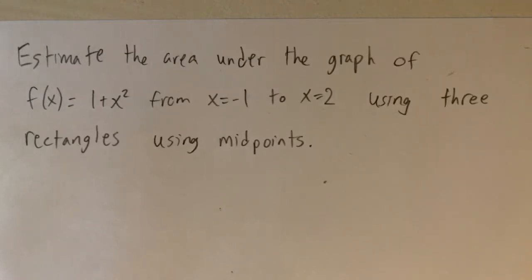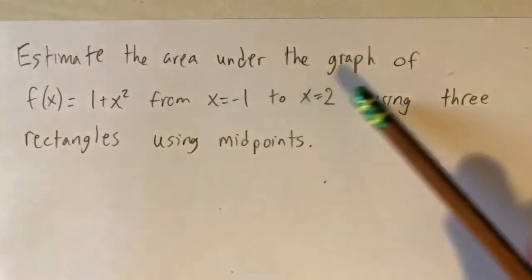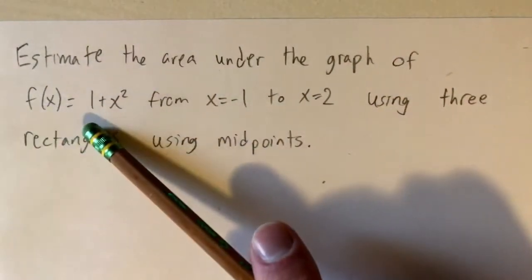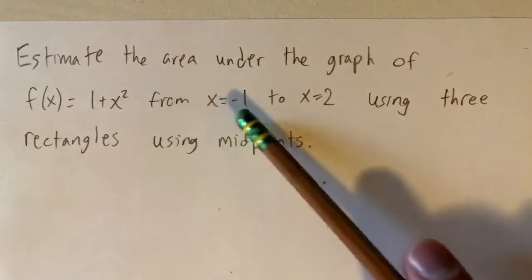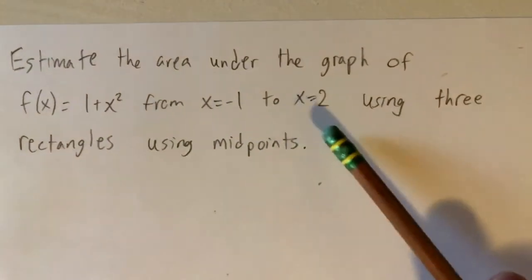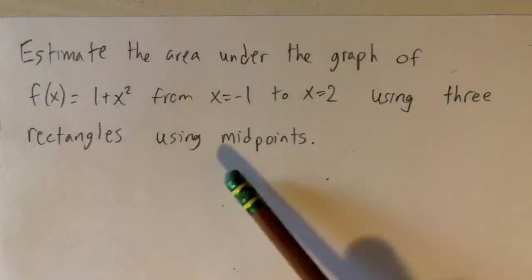Here's the problem we're going to be going over today. We're just going to estimate the area under the graph of f of x equals 1 plus x squared from x equals -1 to x equals 2 using 3 rectangles and using midpoints.